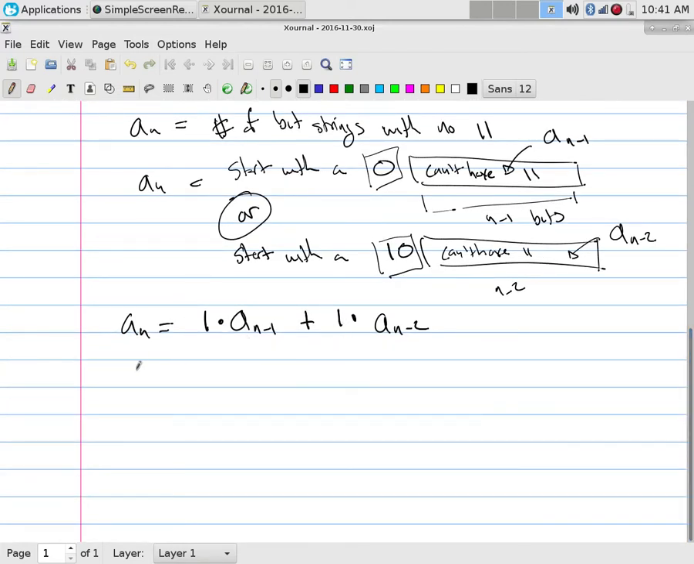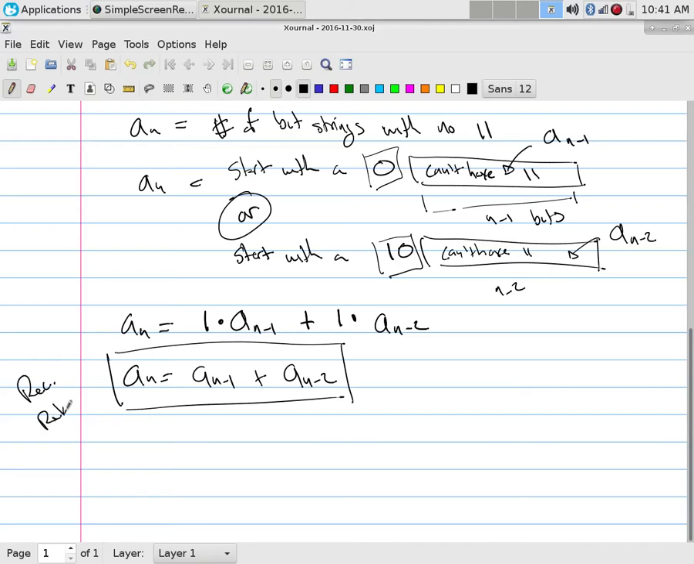All right, what does that look like? That means a sub n is equal to a sub n minus 1 plus a sub n minus 2. Who does this look like? It looks Fibonacci-like, so this is called Lucas. It's a Fibonacci-like sequence. The difference is, what do I not yet have? So this is my recurrence relation. This is the inductive part. What am I missing? The basis. What I'm missing is, what's the basis?